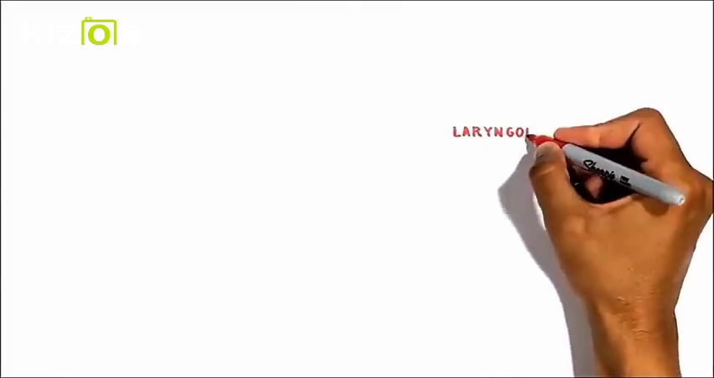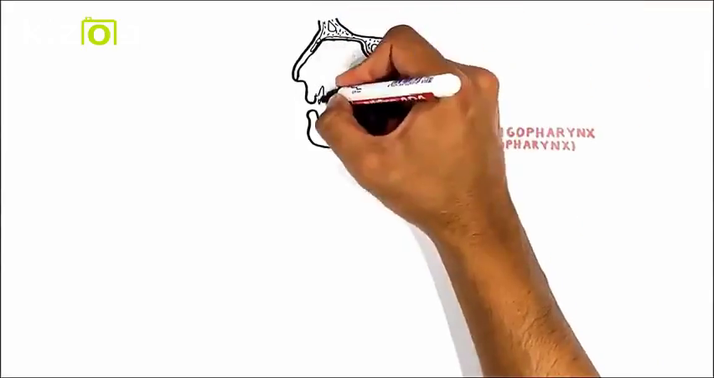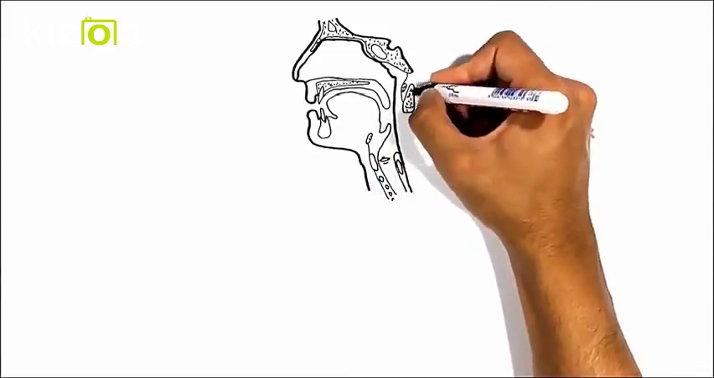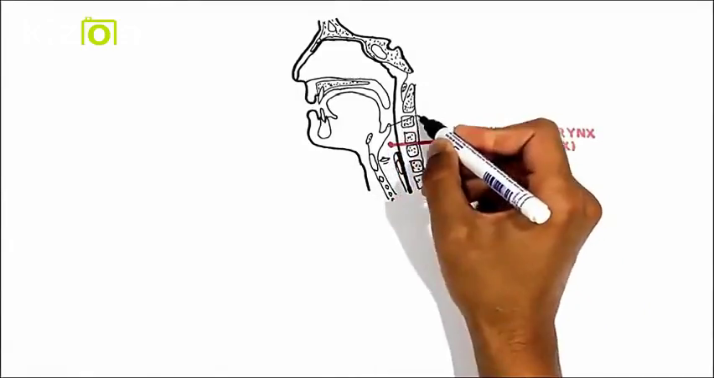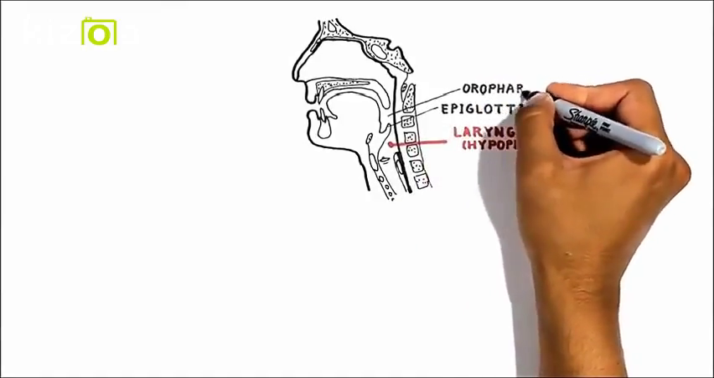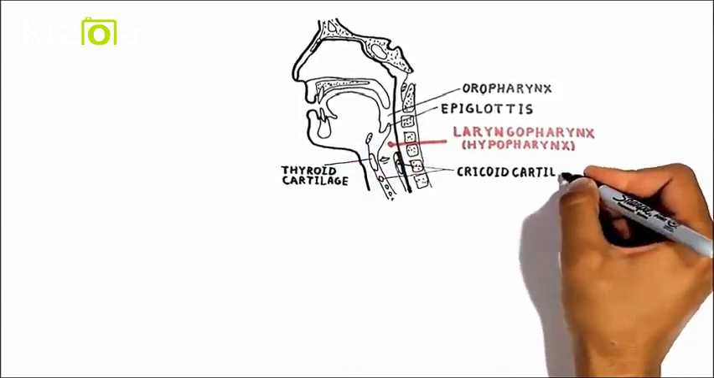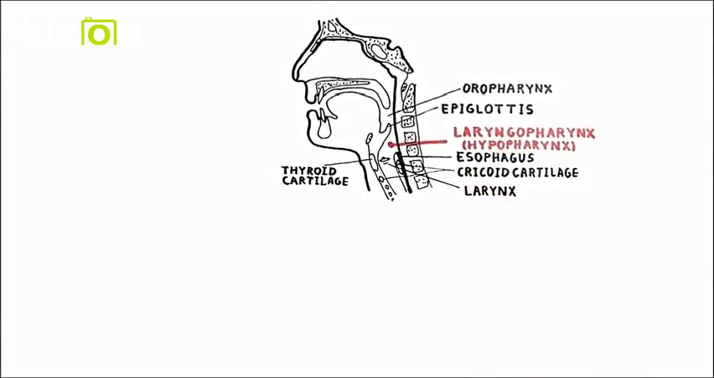The last part of the pharynx, the laryngopharynx, also known as the hypopharynx, is the caudal part of the pharynx. Let me draw a proper diagram of the pharynx with its surrounding structures and show the borders of the laryngopharynx. The laryngopharynx is here. Here we have the epiglottis, and over here is the oropharynx. Right here is your thyroid and cricoid cartilage, larynx, and esophagus.